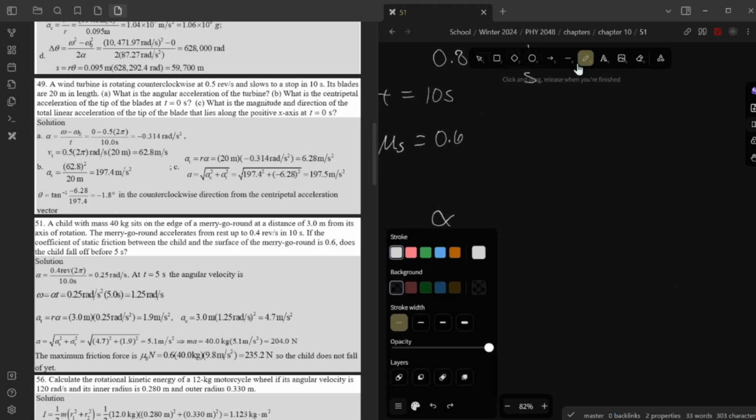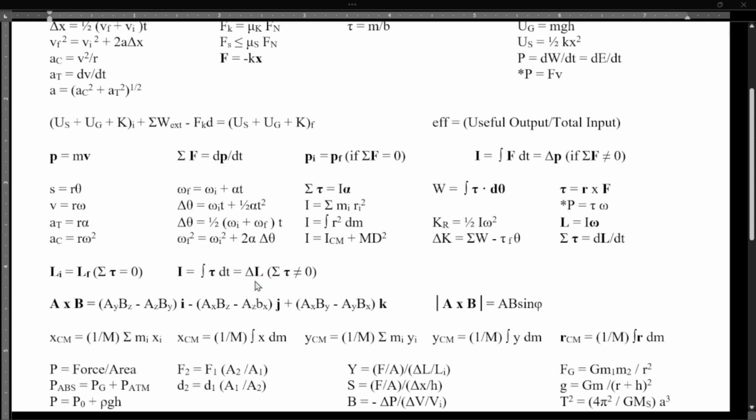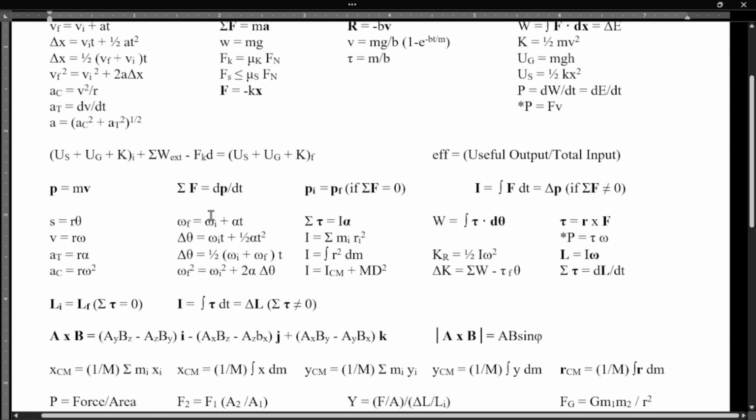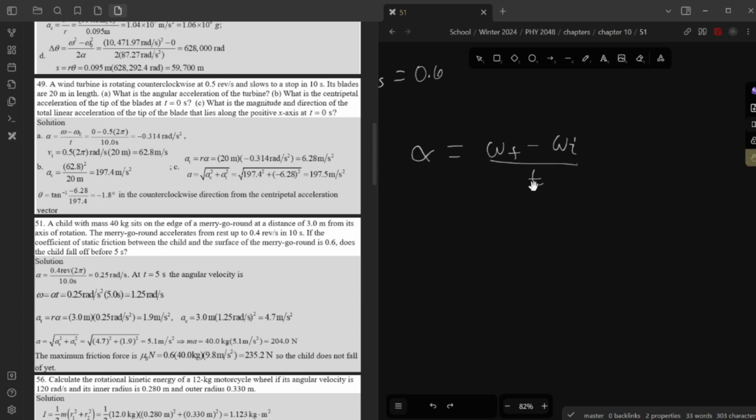In order to calculate alpha, we can calculate it a bunch of different ways, but we're going to go ahead and use the angular kinematic equations for this. So let's go ahead and open our formula sheet. Made sure not to cause an issue like last time where it wasn't showing. So if we want to find our angular acceleration, we can use this formula, because we have time, we have our initial, we have our final omega. So we can set alpha equal to omega final minus omega initial divided by t. That's just isolating.